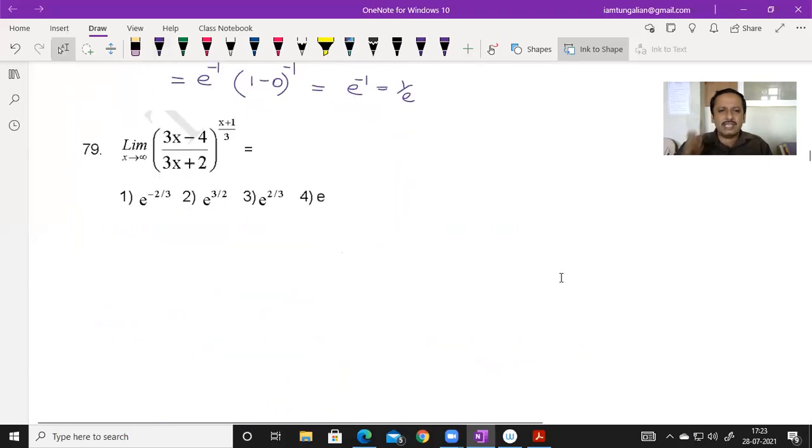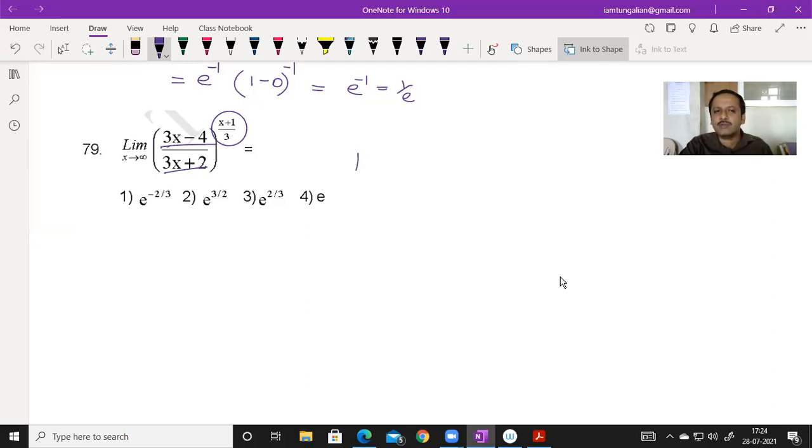Limit x tends to infinity 3x minus 4 divided by 3x plus 2 to the power x plus 1 by 3. Again, for this, I will give you only one method. Now you observe, forget about this power for a while. Just think of 3x minus 4 by 3x plus 2. If you directly apply the limit here, infinity by infinity. The numerator is a polynomial of degree 1. Denominator is also a polynomial of degree 1. When both are polynomials of the same degree, then the value of that limit is equal to the coefficient of highest power of x in the numerator divided by the coefficient of highest power of x in the denominator. So it is 3 by 3, that means 1.